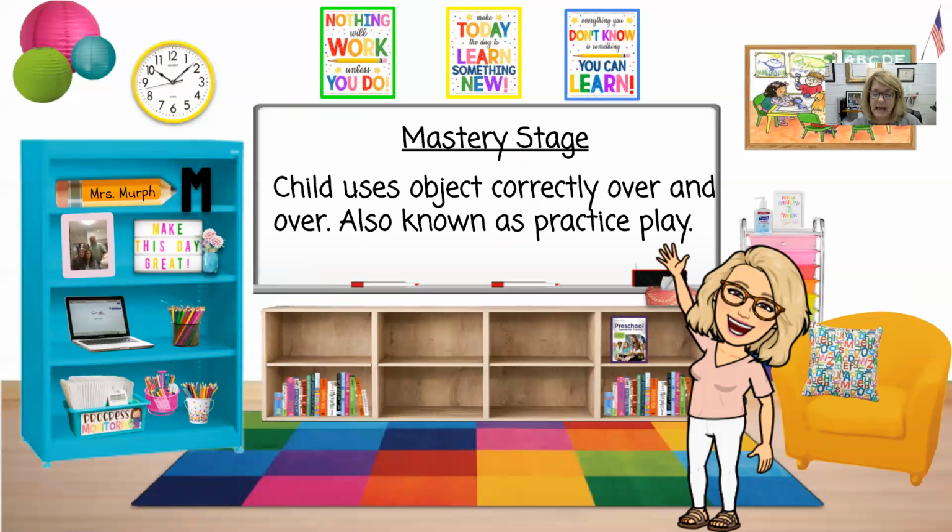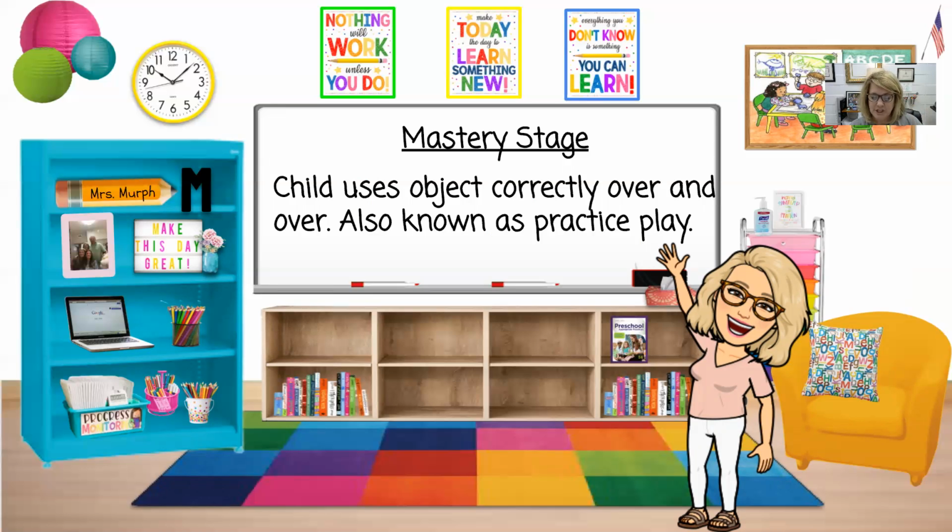Once children begin to have some control over the object they are working with, they will progress to the mastery stage and seldom return back to manipulation. Mastery, often called practice play by cognitive psychologists, refers to the tendency of children to repeat an action over and over and over again, as mentioned, almost as if they're practicing or putting themselves through a drill.